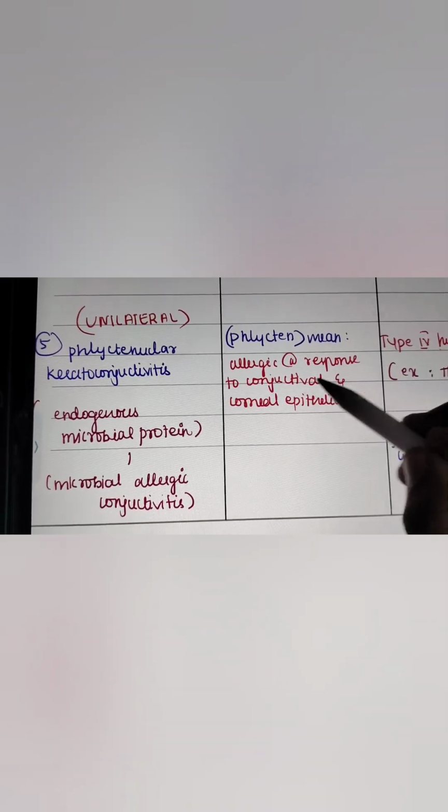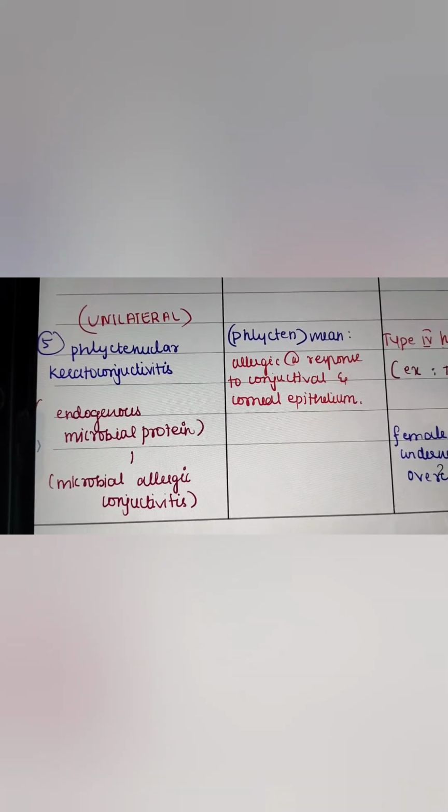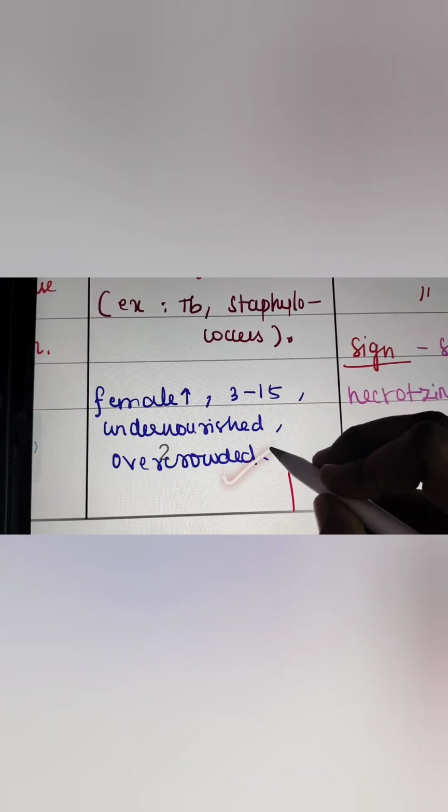So what does phlycten mean? Phlycten means it is an allergic response to conjunctival and corneal epithelium. Okay, there are endogenous microbial proteins that are present. That is why it is called microbial allergic conjunctivitis. And it is mainly due to type 4 hypersensitivity reaction. For example, TB, staphylococcus infection, all these causes. And if you see, females are more prone to phlyctenular keratoconjunctivitis, that too from 3 to 15 years of age, who is undernourished or who lives in an overcrowded area can easily acquire phlyctenular keratoconjunctivitis.